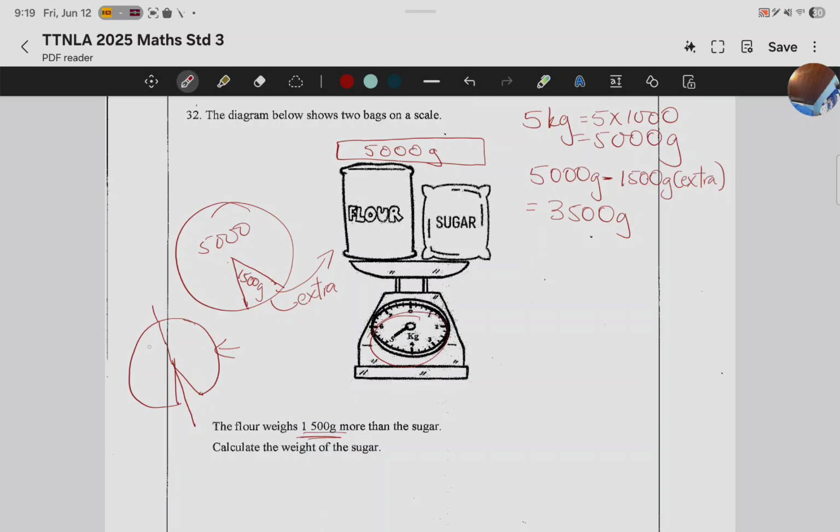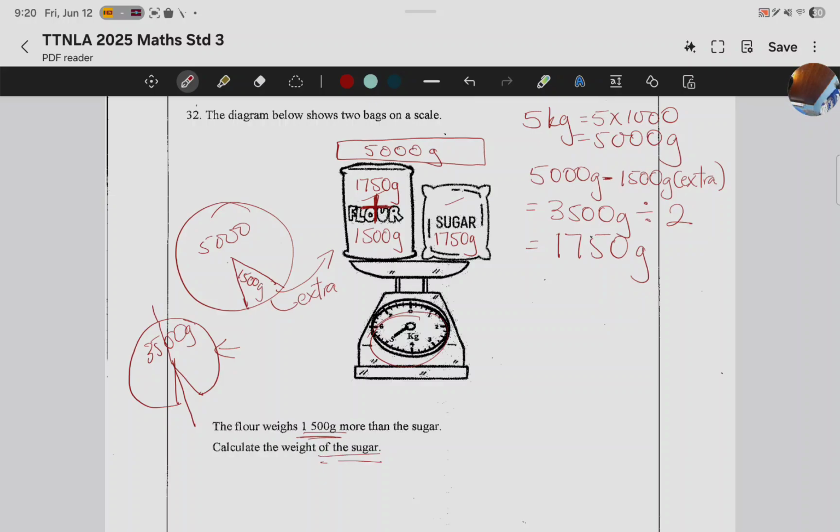And now this 3,500 grams was split between these 2 items, 1, 2. So we divide it by 2. And that will give us 1,750 grams. So what that means now is the sugar is 1,750 grams. And the flour is 1,750 grams plus the extra 1,500 grams that we had put aside. And that's how we get our 5,000 back.